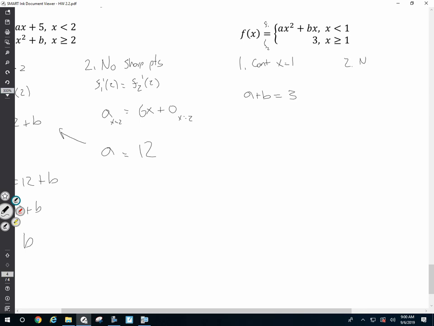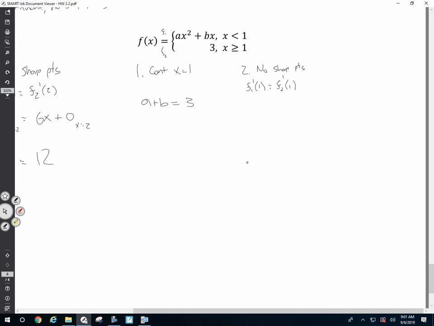Second, no sharp points. This won't have a sharp point, this won't, but it's all about the connection. The first piece's derivative at 1 must equal the second piece's derivative at 1. The first piece's derivative, since a and b are numbers, is 2ax plus b. Now that's the derivative, but at 1, it's 2a plus b. The second piece is a horizontal line. The derivative of a number is just 0, so its tangent slopes are always 0.